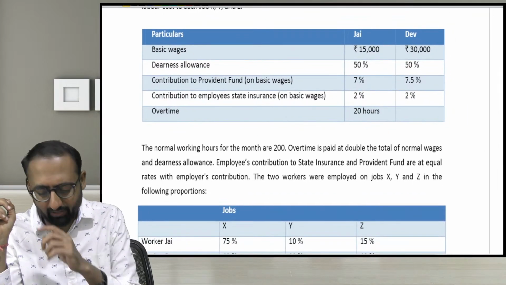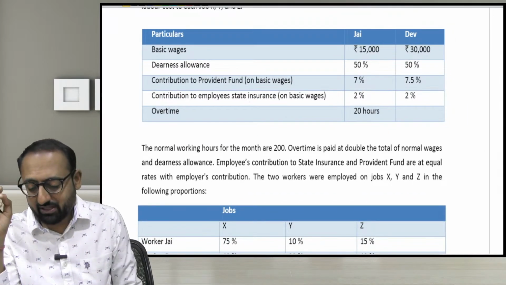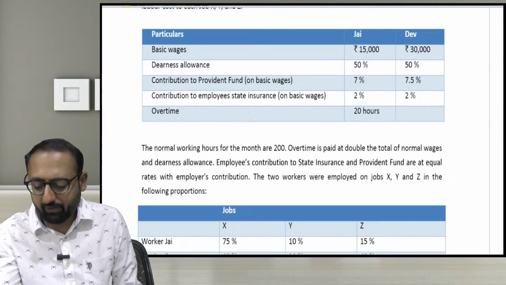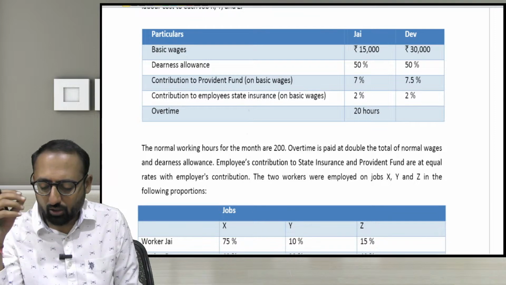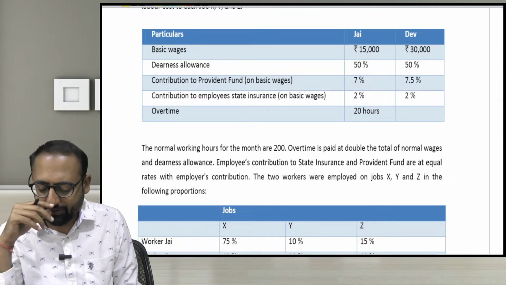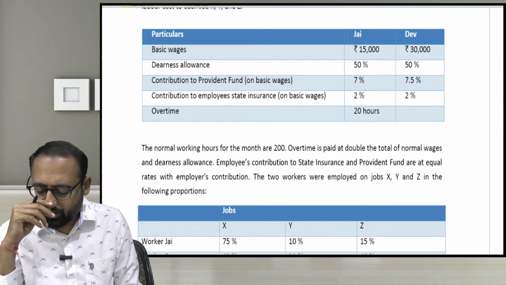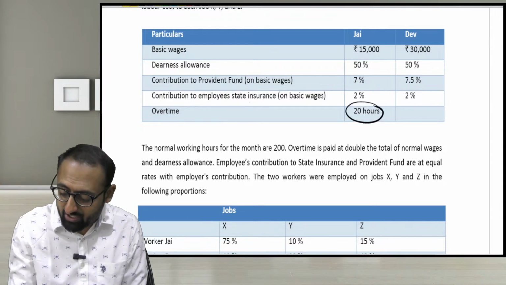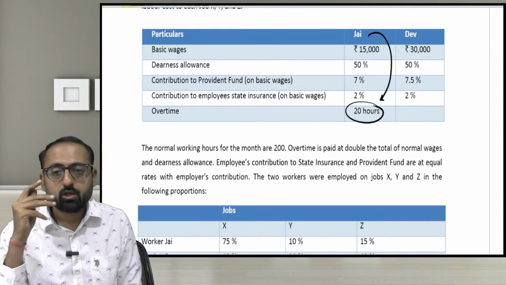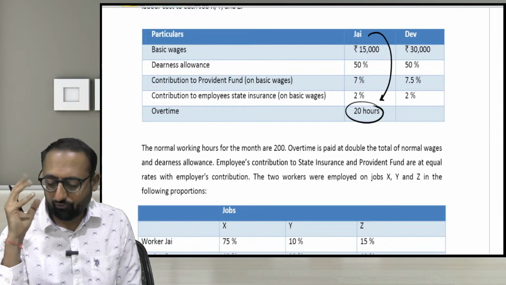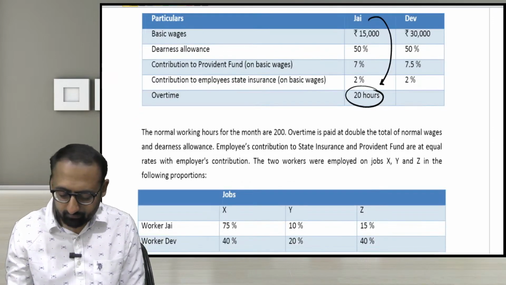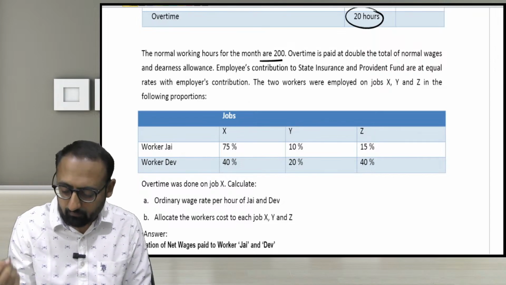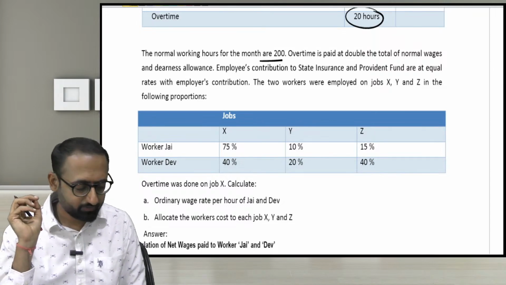Particulars: worker Jay, worker Dev. Basic wage is 15,000 and 30,000. DA, dearness allowance, is 50%, 50%. Contribution to Provident Fund 7%, 7.5%. Contribution to employee state insurance is 2%, 2%. Overtime is worked by Jay only, for 20 hours. Normal working hours for the month are 200. Normally you are going to work for 200 hours.